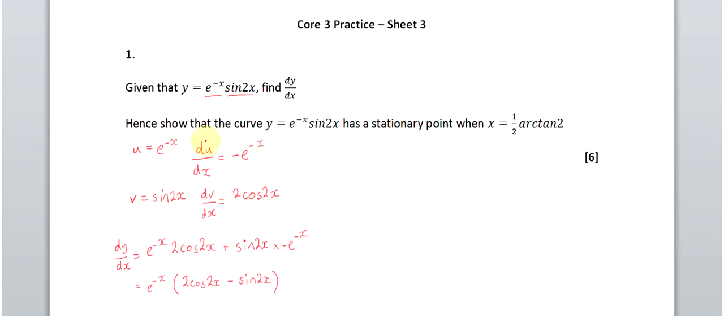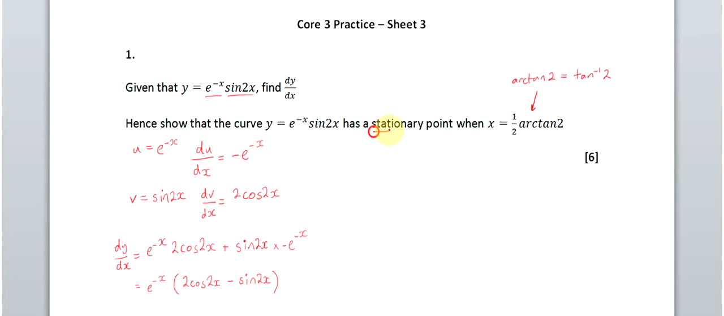What next? Well, hence show that the curve has a stationary point when x is a half of arctan of 2. So that could be a little bit intimidating, I imagine. So it's important to remember that arctan of 2 is the same thing as saying the inverse tan of 2. Okay, so it's nothing you haven't seen before, it's just written slightly differently.